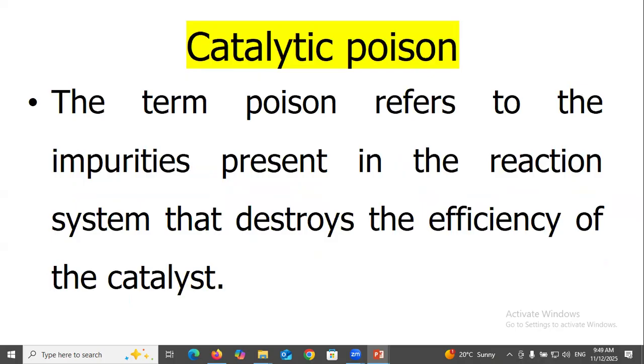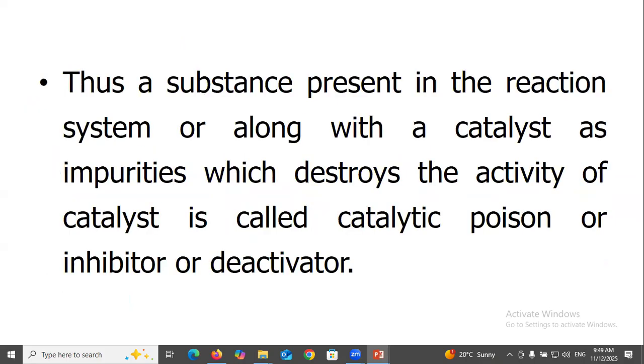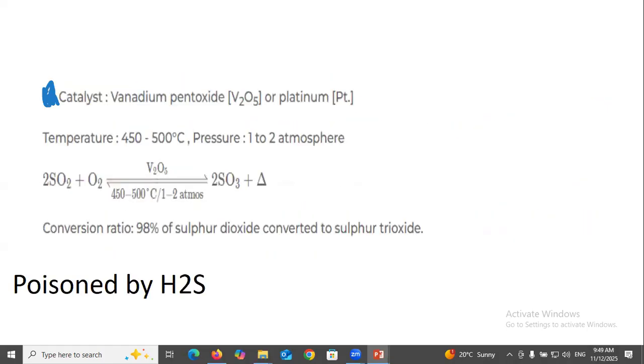Catalytic poison: the term poison refers to the impurities present in the reaction system that destroy the efficiency of the catalyst. The substance present in the reaction system or along with the catalyst as an impurity which destroys the activity of the catalyst is called catalytic poison, inhibitor, or deactivator. For example, with the catalyst vanadium pentoxide or platinum in the reaction of sulfur dioxide and oxygen to produce sulfur trioxide, conversion is 98%, sulfur dioxide converted to sulfur trioxide. But in the presence of hydrogen sulfide, it is the poison.